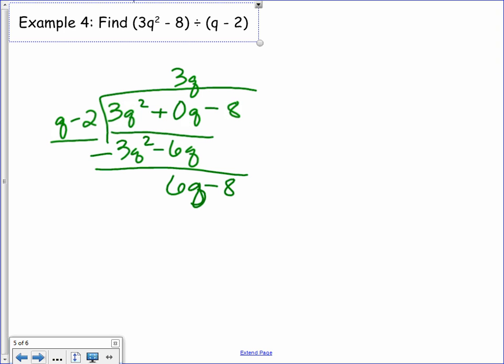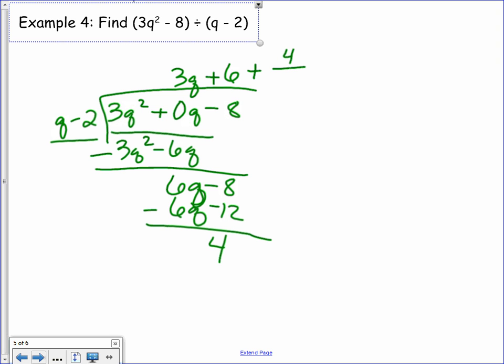And now that will go in 3 times. Sorry, 6 times is what we're going to want here, to give us 6q. Then since that was a 6, it's going to be minus 12. We're going to subtract, and that cancels that out. Negative 8 minus negative 12 is positive 4. So then our remainder is 4.